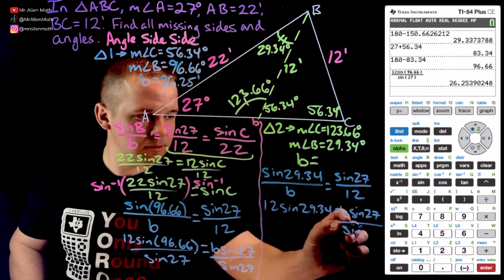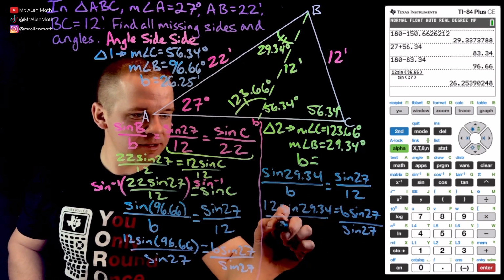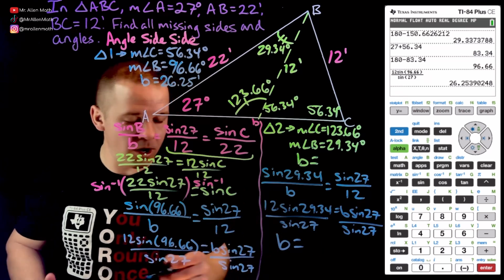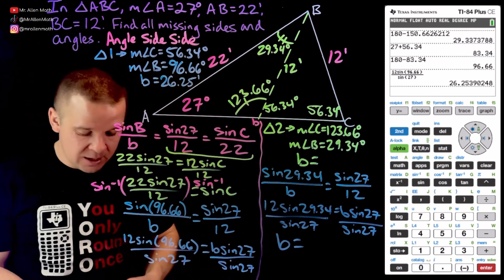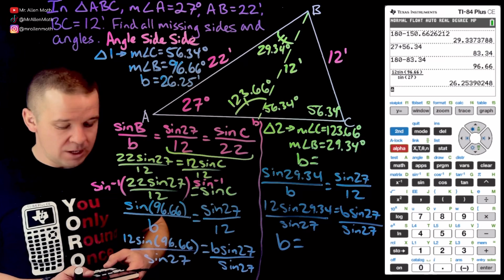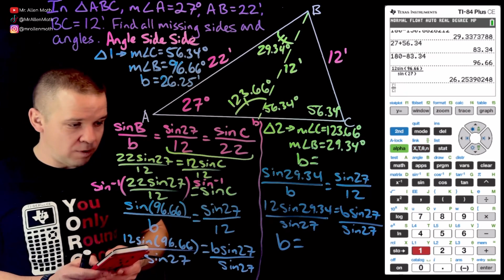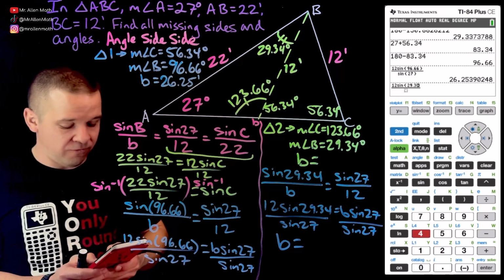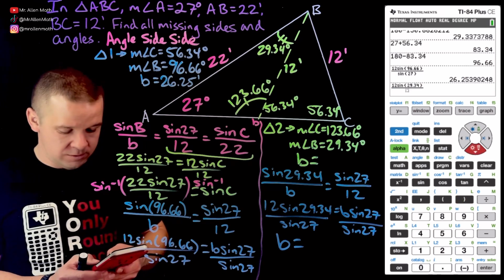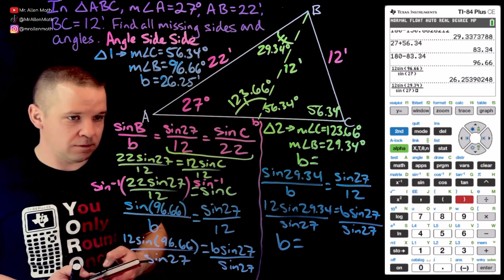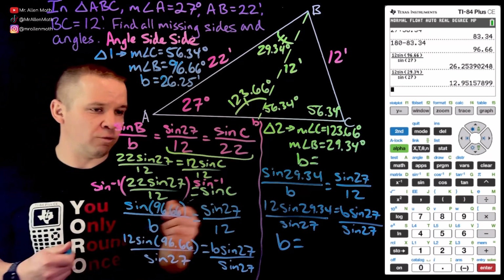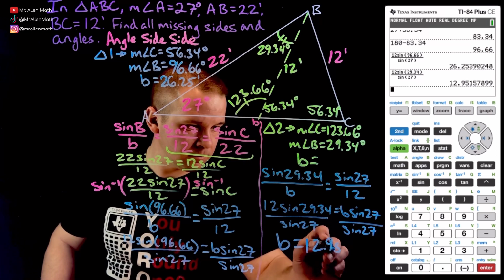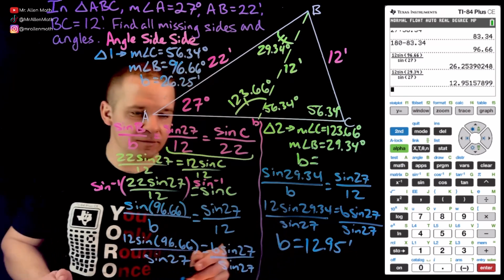Divide by sine 27. So we get B equals all that jazz, right? B equals 12 sine 29.34 over sine 27, which is 12.95 feet. There we go. Boom.